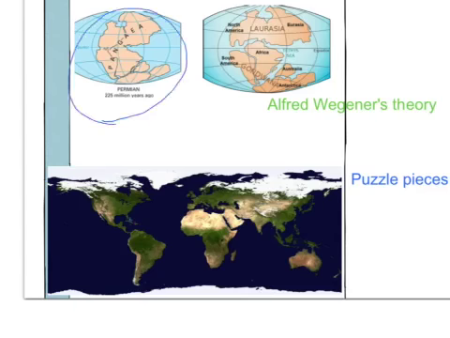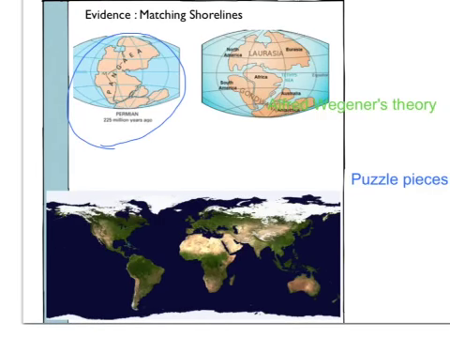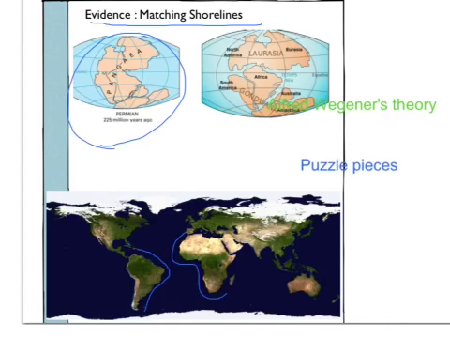One piece of evidence that he found to support his theory was the idea that the shorelines matched. If you look closely at the map in front of you, you can notice that South America and Africa have a similar shoreline. He believed that the continents fit together like puzzle pieces.